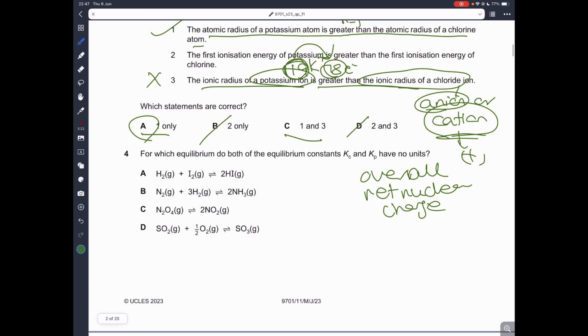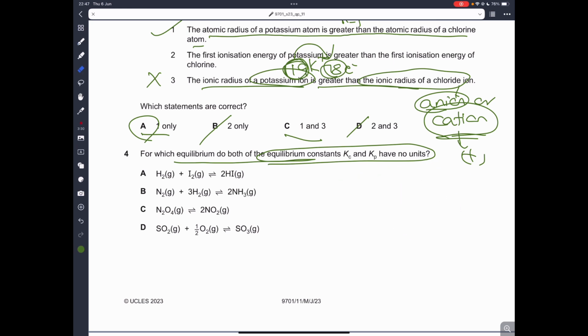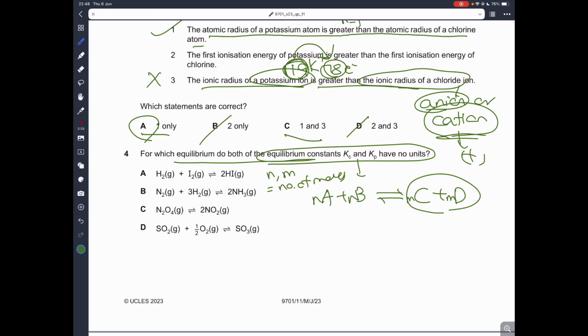Okay, question number four. For which equilibrium do both of the equilibrium constants Kp and Kc have no units? So no units. Remember, there's a rule for this. You always write the product first. So if A plus B makes C and D, with n and m representing the number of moles, you always have to write the product first.